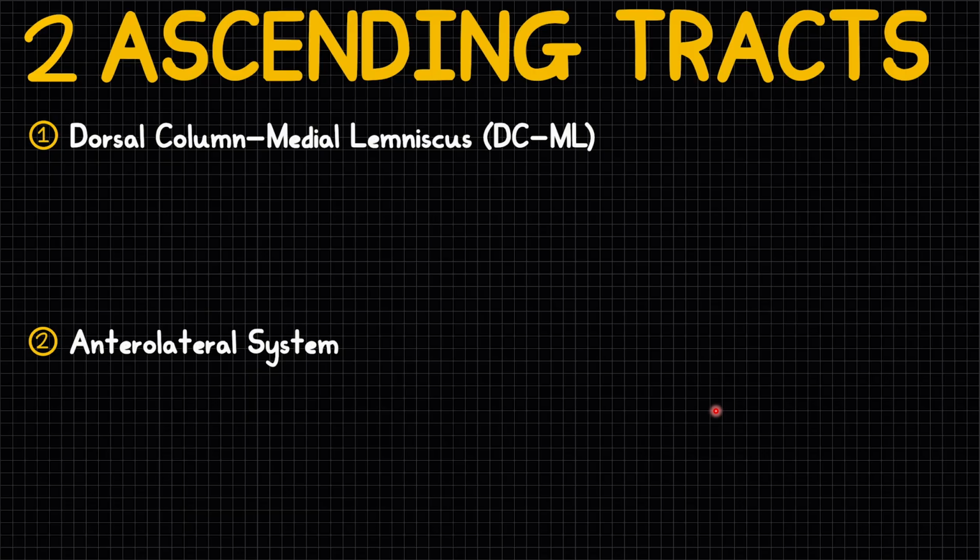In our body, we have two main ascending sensory pathways. The first one is called the Dorsal Column-Medial Lemniscus pathway, abbreviated as DCML. The second pathway is called the Anterolateral system. The reason why it's called a system is because it is actually made up of multiple different subtracts. The main subtract that is commonly taught is called the Spinothalamic Tract.